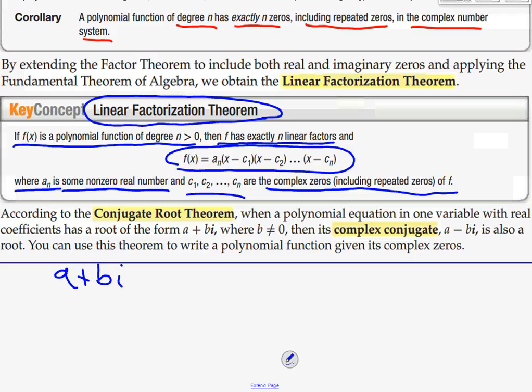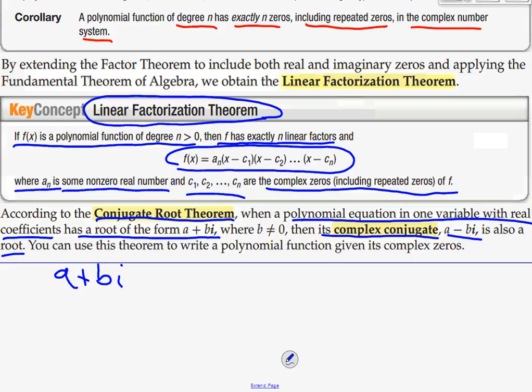And then according to the conjugate root theorem, if we have a polynomial equation in one variable with real coefficients, and it has a root of the form a plus bi, where b is not 0, so it does have the i in it, then its complex conjugate, a minus bi, is also a root.